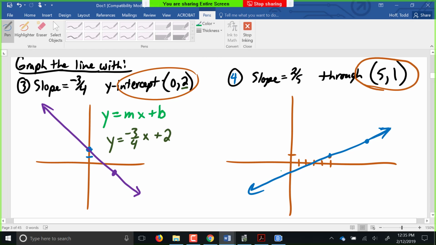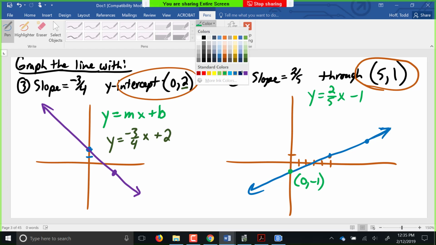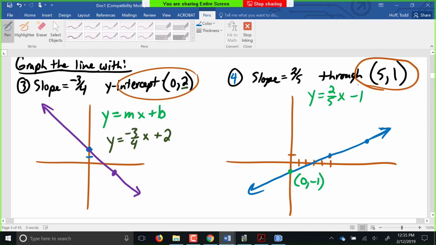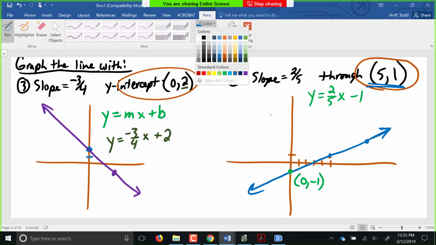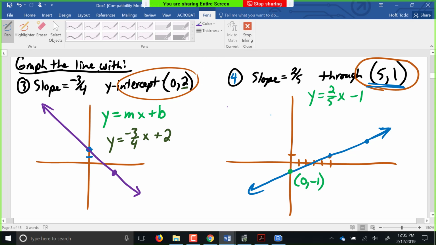Now this one, if we graphed it carefully enough, we'll find that that y-intercept is actually at 0, negative 1. So you could write that equation as y equals 2 fifths x minus 1, because it's a negative 1. That again is the slope-intercept form of those equations for both of them. This one, however, since we're given a point rather than a y-intercept, it might have been simpler to use the point slope form.